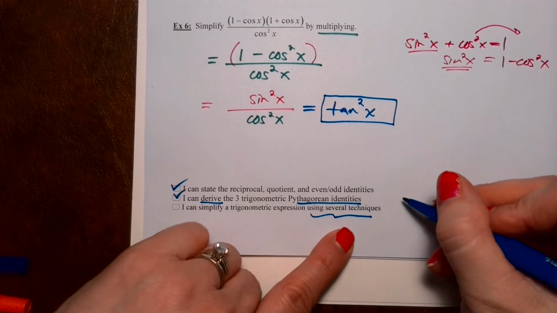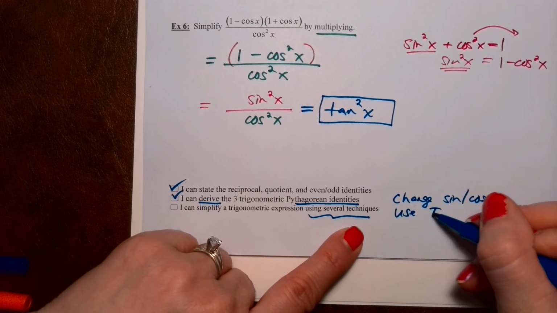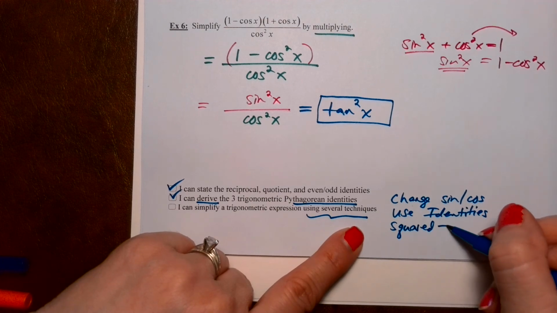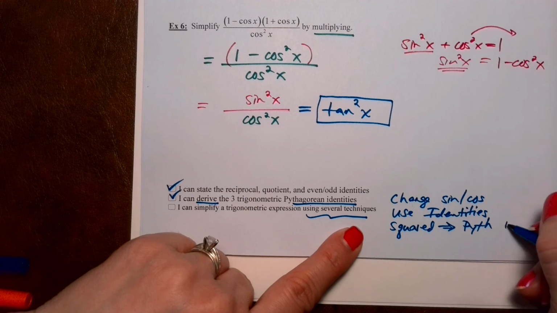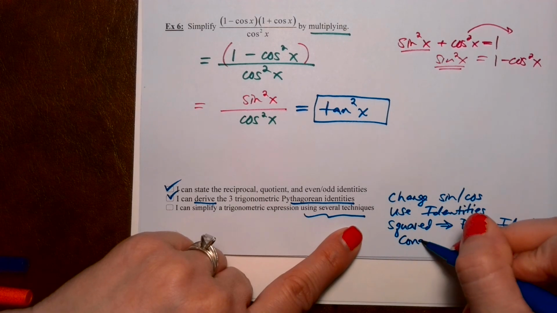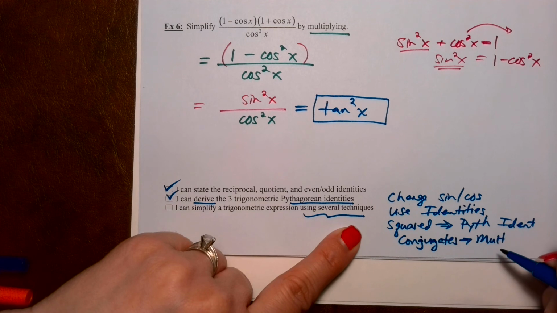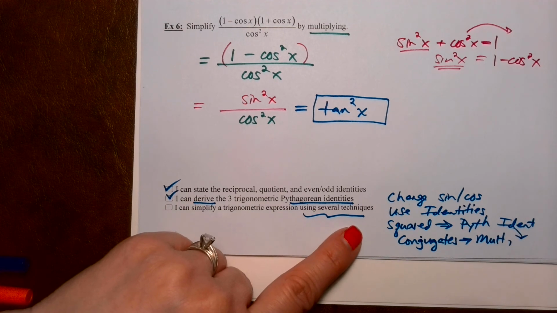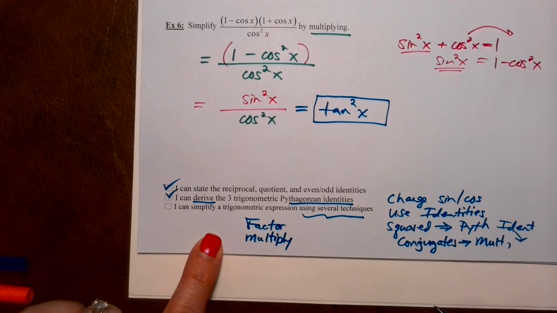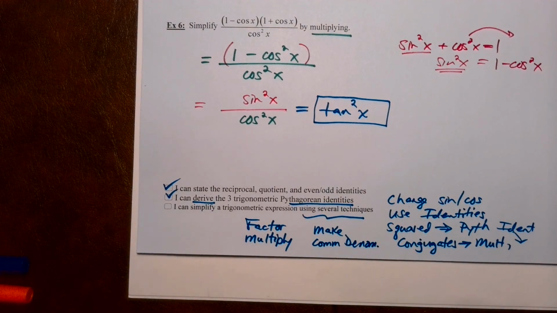And the techniques that we've learned are change to sine and cosine. Use identities. When you see things that are squared, think about the Pythagorean identities. And if they're not squared, don't try to use Pythagorean. If you see conjugates, you should multiply because they make difference of squares, and then the Pythagorean identities. You could factor. You could multiply. You could make common denominators. Okay, we're going to practice all these techniques next time.